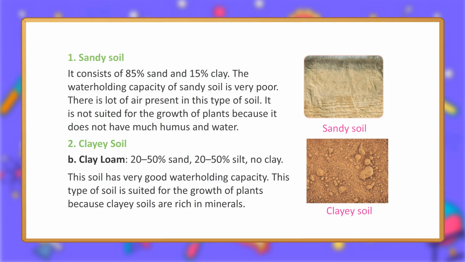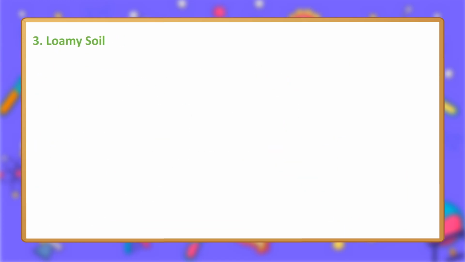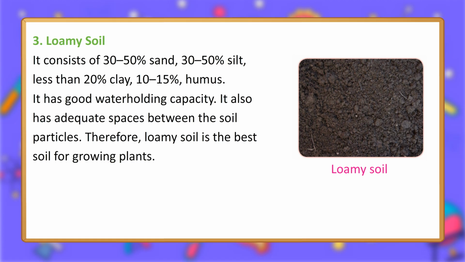Clayey soil. 3. Loamy soil. It consists of 30 to 50% sand, 30 to 50% silt, less than 20% clay, and 10 to 15% humus. It has good water holding capacity. It also has adequate spaces between the soil particles. Therefore, loamy soil is the best soil for growing plants. Loamy soil.